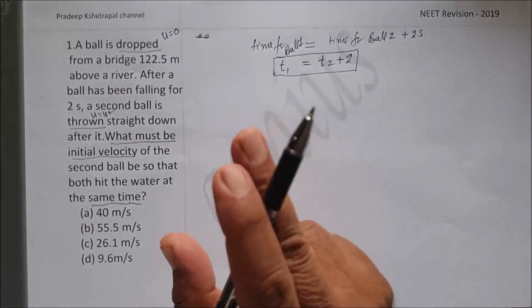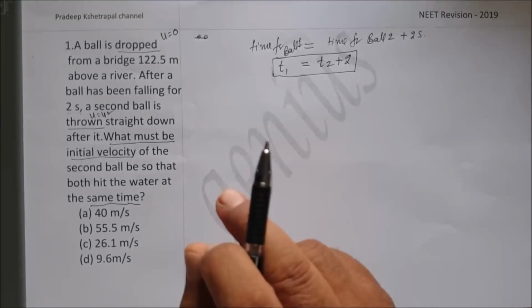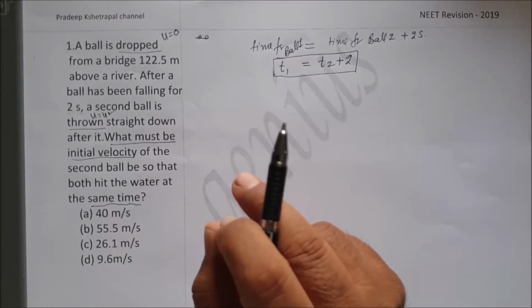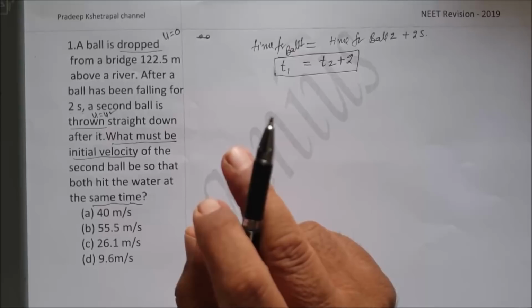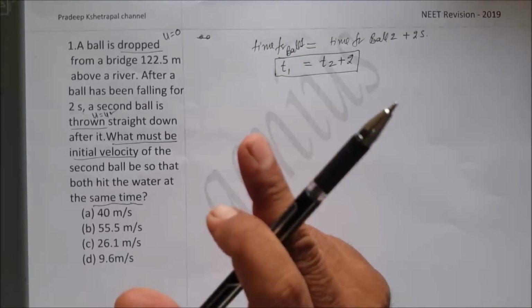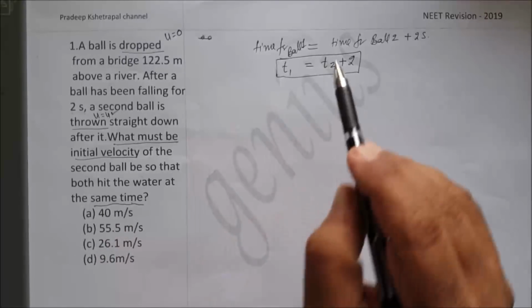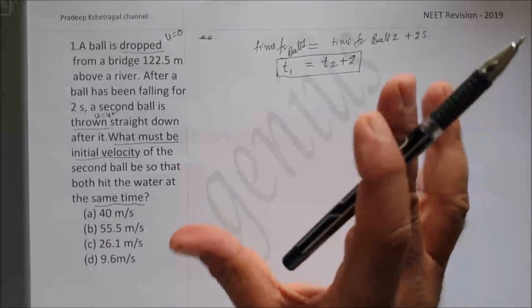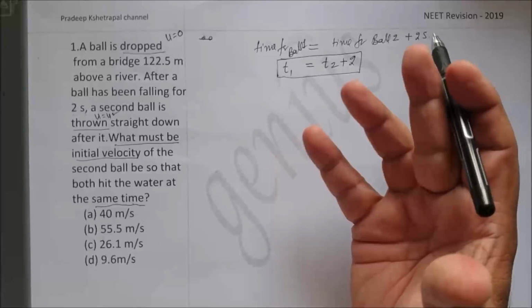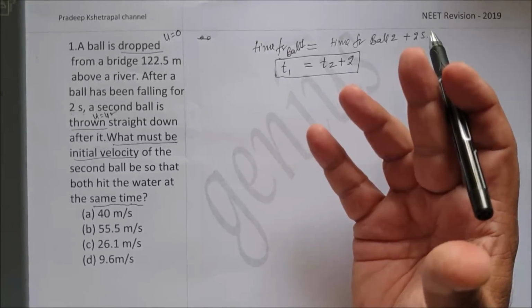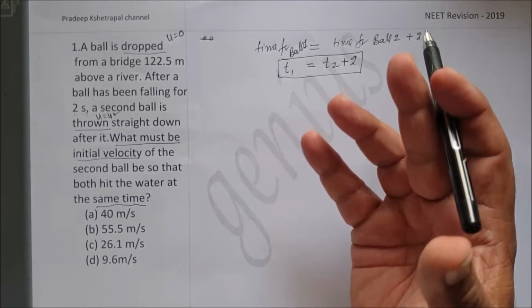So whenever you find a numerical in physics, try to find the equation, and you will get the equation whenever the same situation is given. Here time is same. So now you have got the clue. What are we supposed to calculate? We are supposed to find the initial velocity.